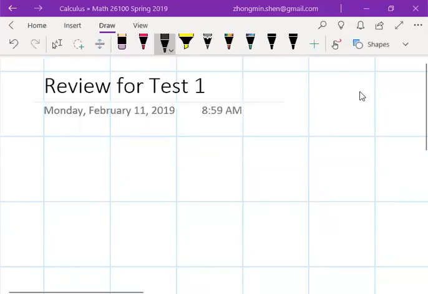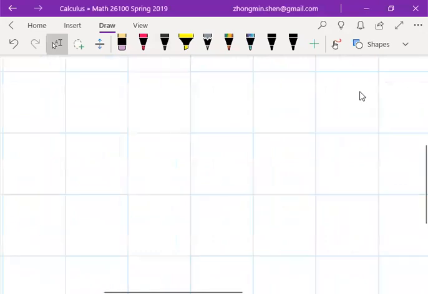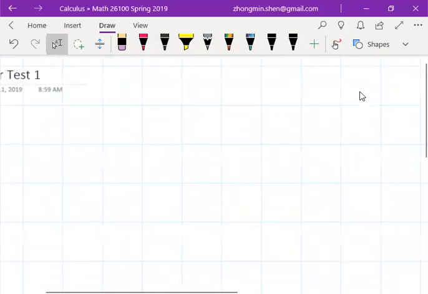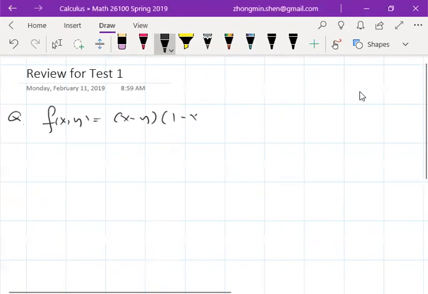So we try to find the local maximum, local minimum values, and the saddle points. Okay, so here's a function. Here's a function f of x, y is going to be (x minus y)(1 minus xy).